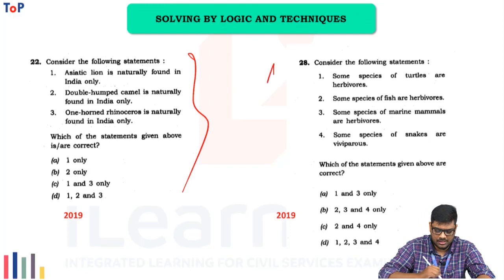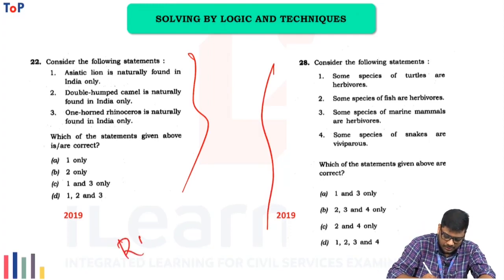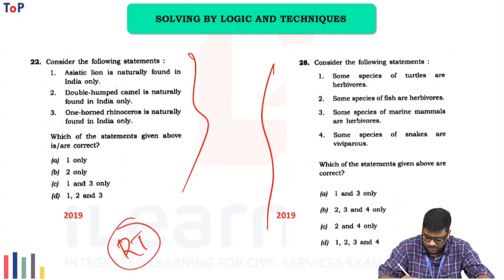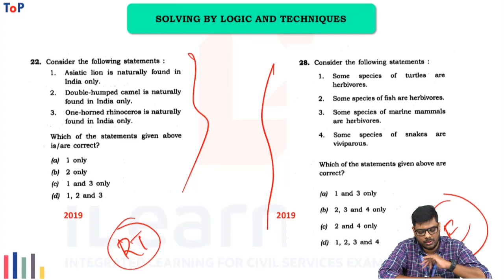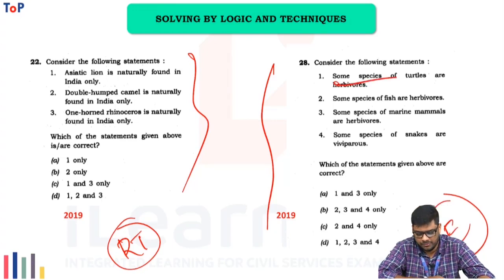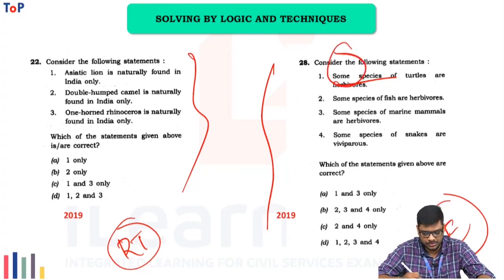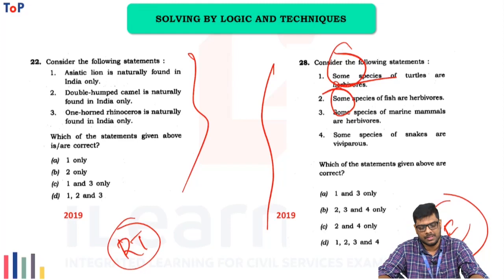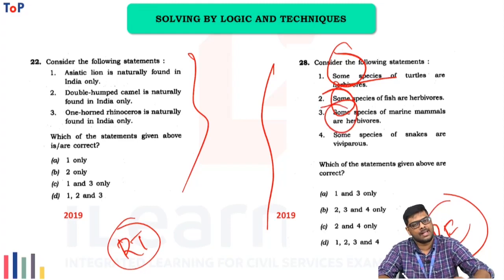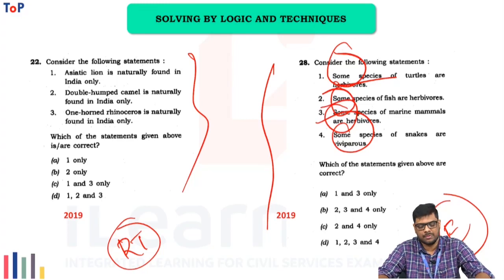So this was a question asked in 2019, 2 questions, same year. Here in this question you can apply the theory rotten tomato. Here in this question you can apply the theory of possibility enhancer. How? Look at the question, I can solve it for you. See here, some species of turtles are herbivores. Yeah, some can be herbivores. Some species of fish can be herbivore. Some species of marine animals are herbivore. Some species of snakes are herbivores or viviparous.